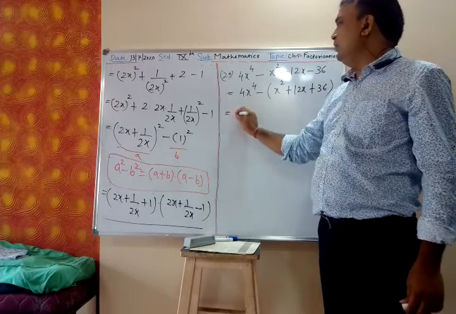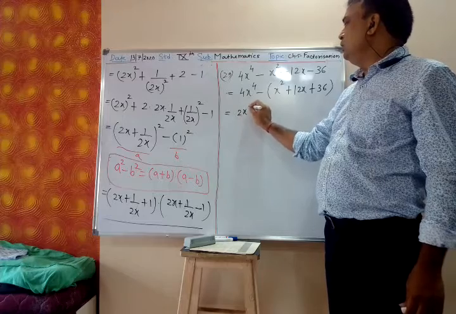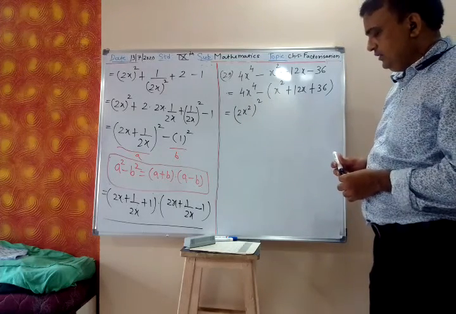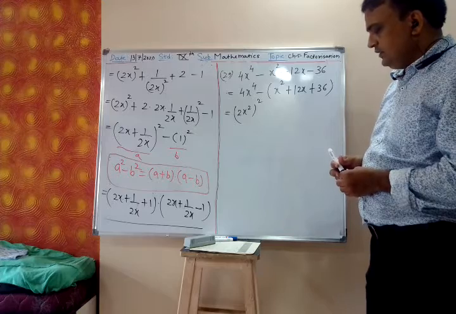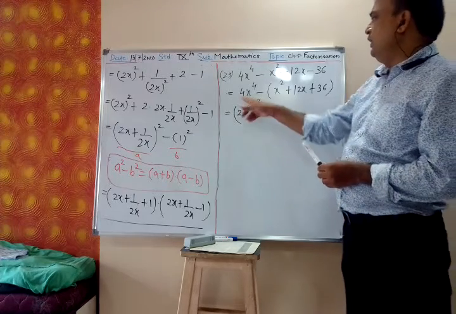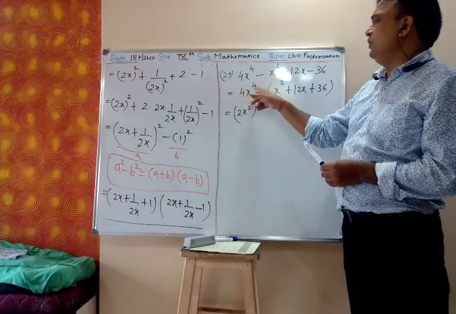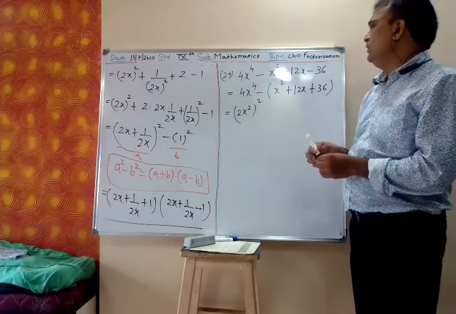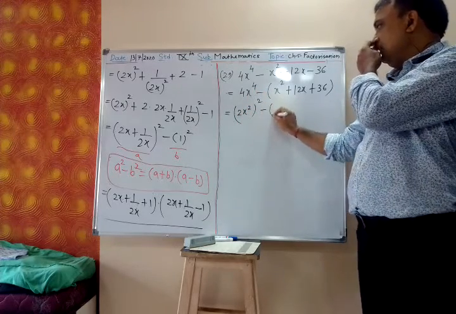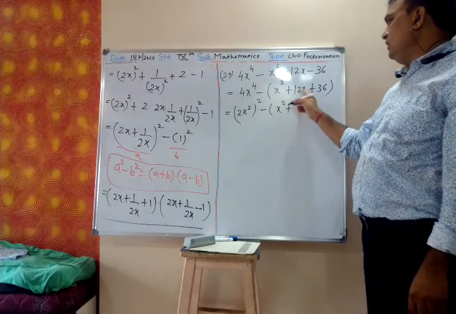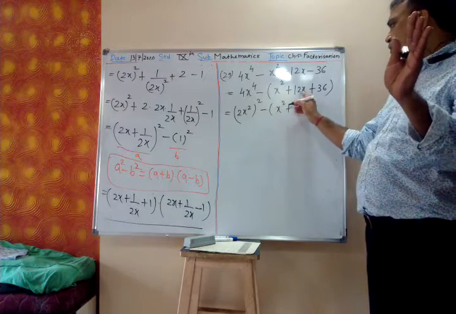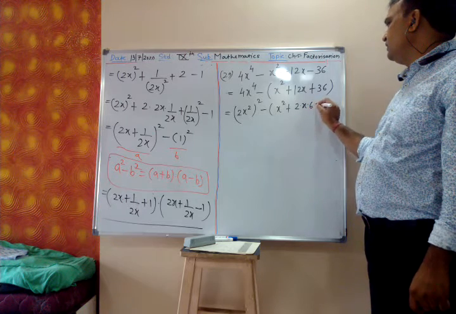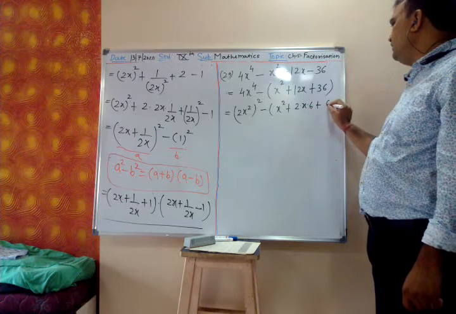This 4x raised to 4 I can write 2x square. All of you agree? 4x raised to 4 I can write 2 square, x raised to 4 I can write x square. Then minus x square, this 12x I can write 2 into x into 6, plus 36 I can write 6 square.